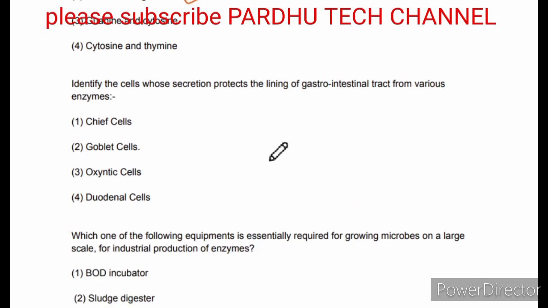Identify the cells whose secretion protects the lining of gastrointestinal tract from various enzymes. Options: chief cells, goblet cells, oxyntic cells, duodenal cells. Answer: goblet cells.